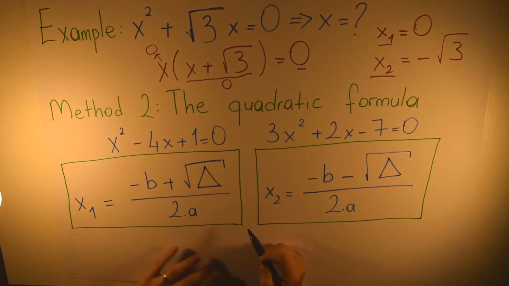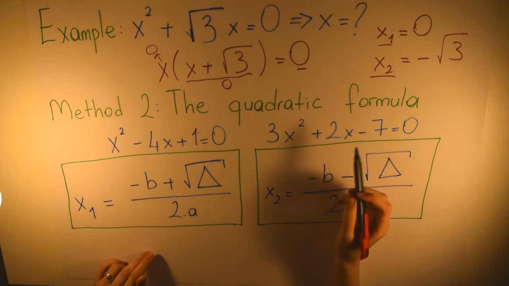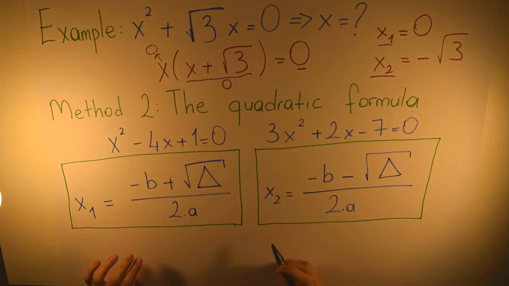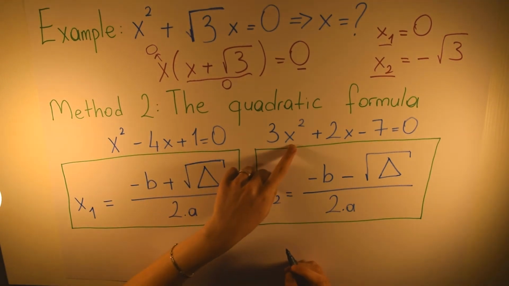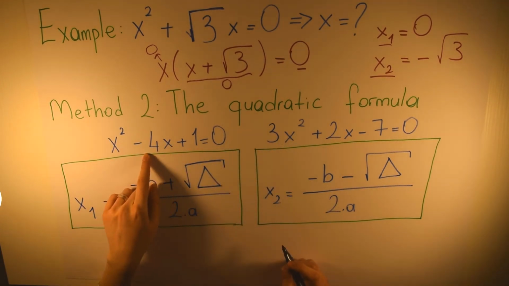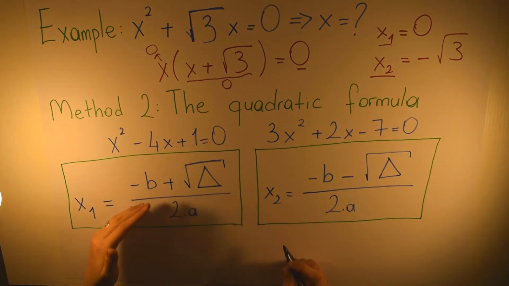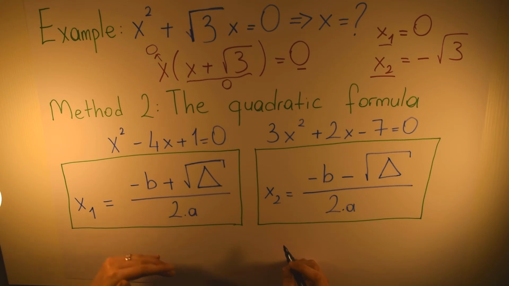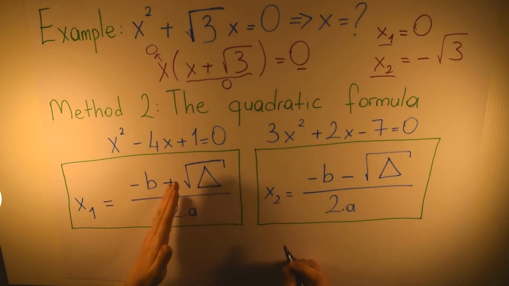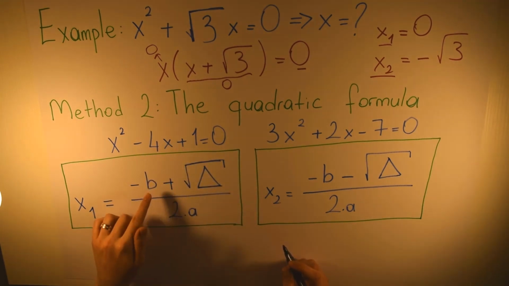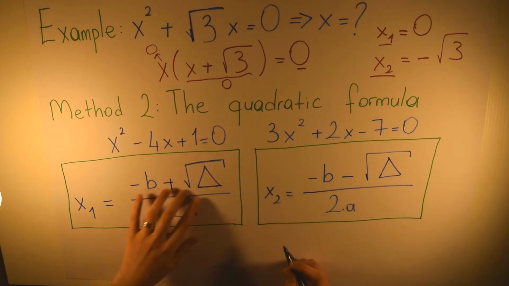So let's continue with our second method. It is the quadratic formula. Many quadratic equations cannot be solved by factoring. In this case, we have a formula that we can use. So, for example, in these examples, when you try solving by factoring, you will see that you will not be able to factor them. So in this case, we will use this quadratic formula.